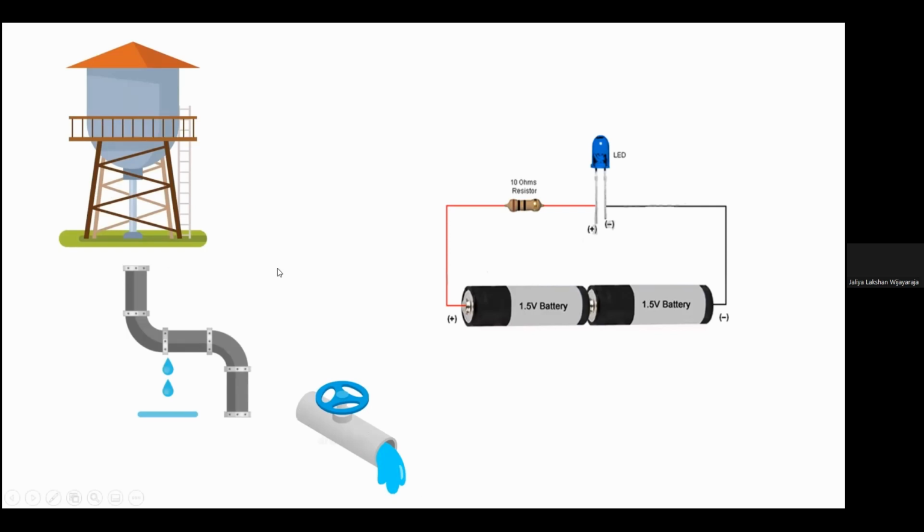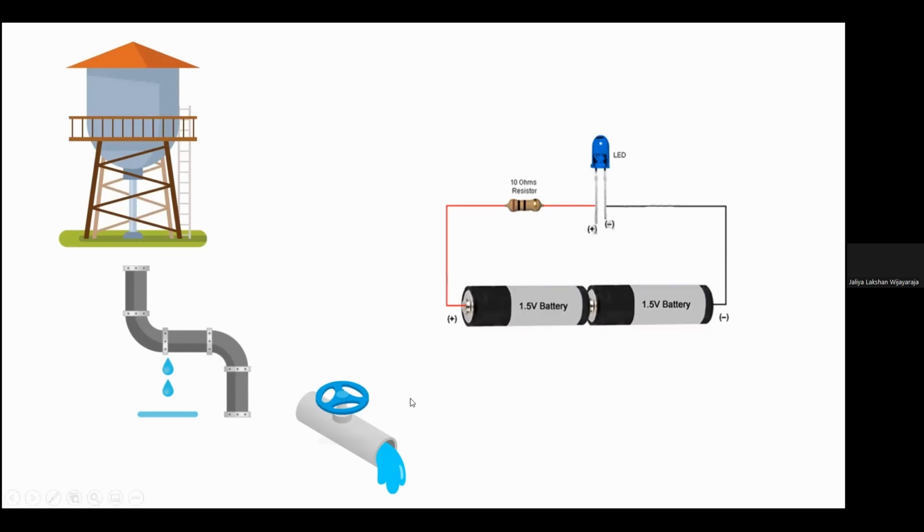So guys, if you consider the water as the current, the height of the tank will act as the voltage. Voltage gives a force or the potential to flow the current, similar to how when we increase the height of the tank, the speed or the amount of water flowing will change. That's how the voltage works.